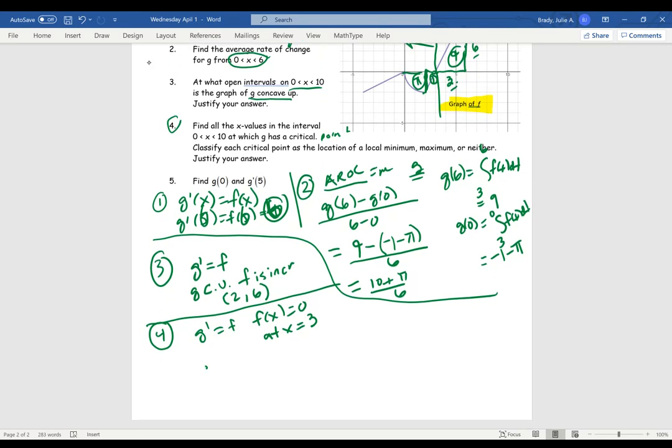And at x equals 3, f changes from, what's it change from? Negative to positive. So that means we have a local minimum.